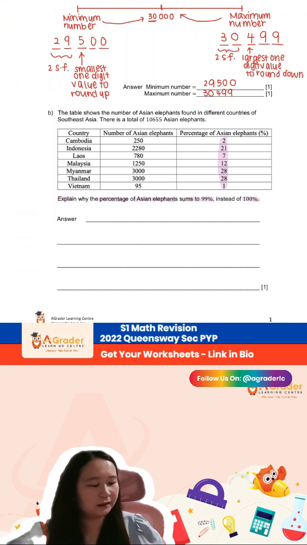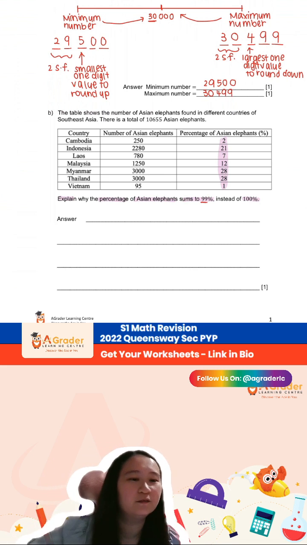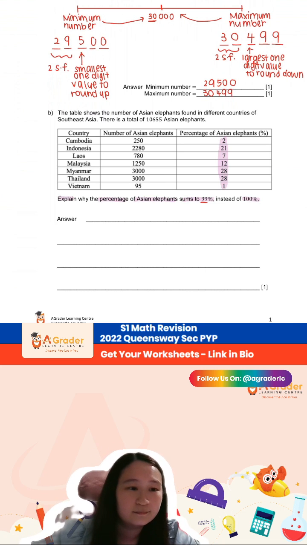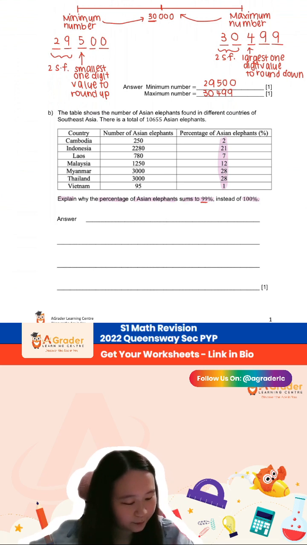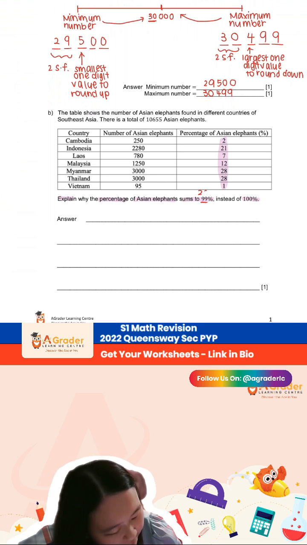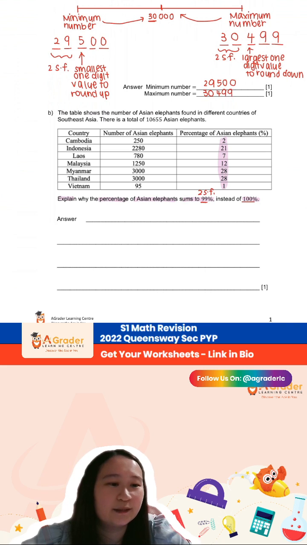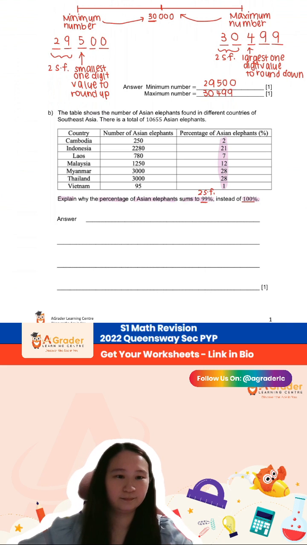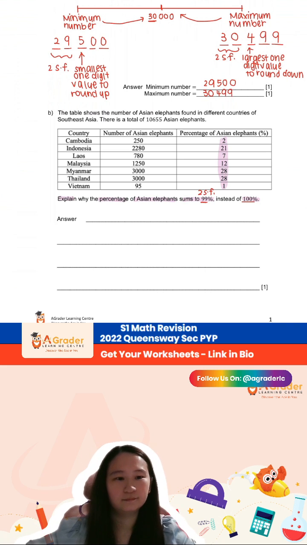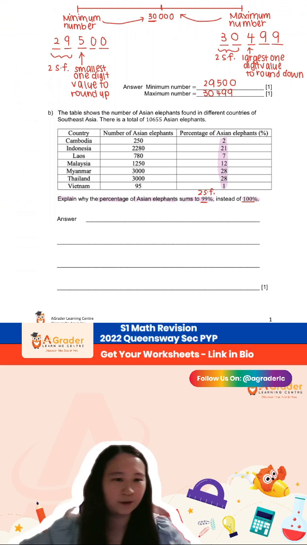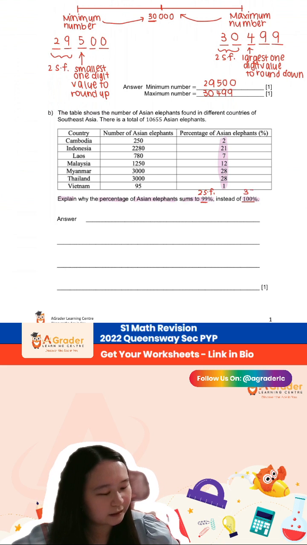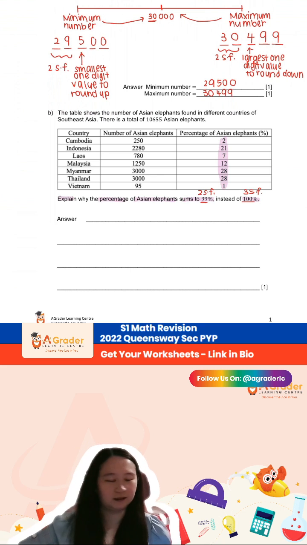Okay, so can you see that 99 has how many significant figures? 99 is how many significant figures? Anyone want to give a try? Yep. So 99 is two significant figures. How about 100? 100, how many significant figures? Mm-hmm. I see someone right. Yep, correct. So 100 is three significant figures.